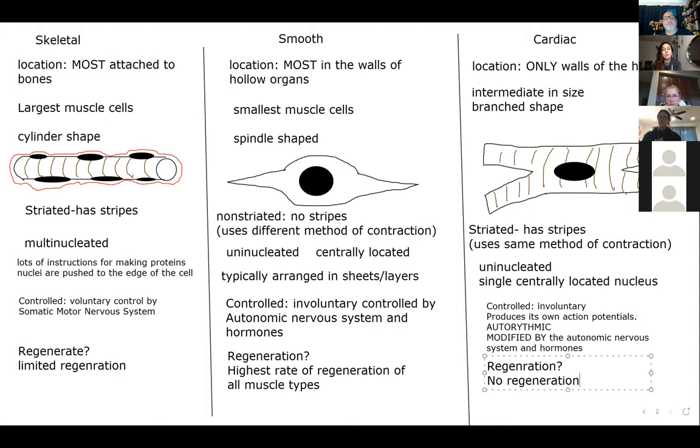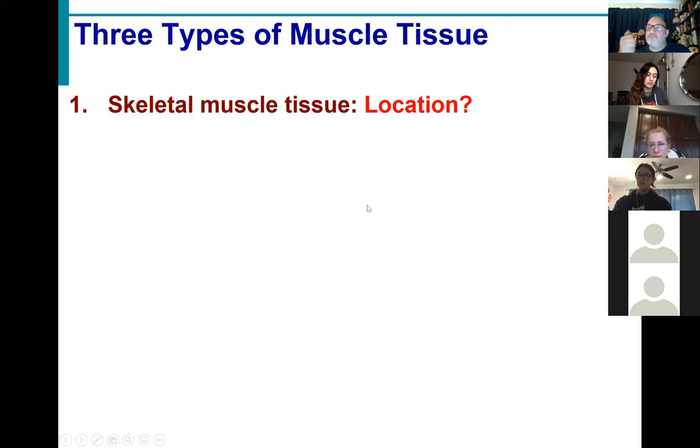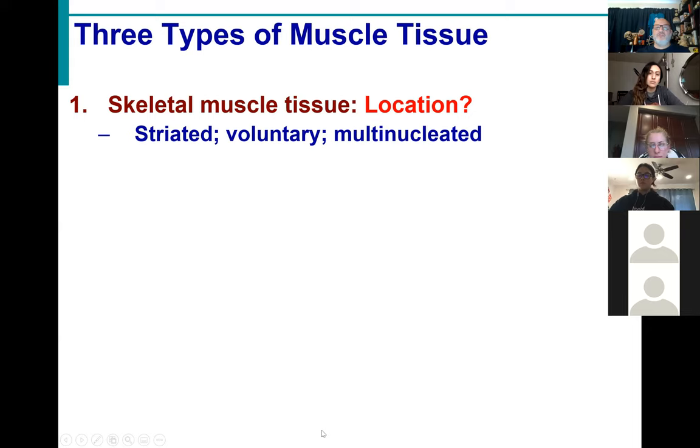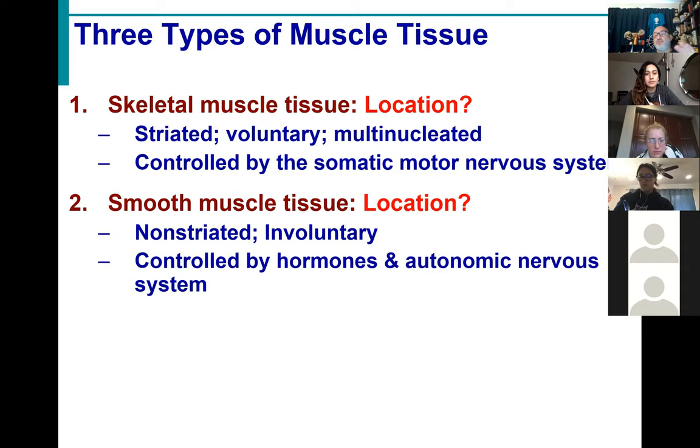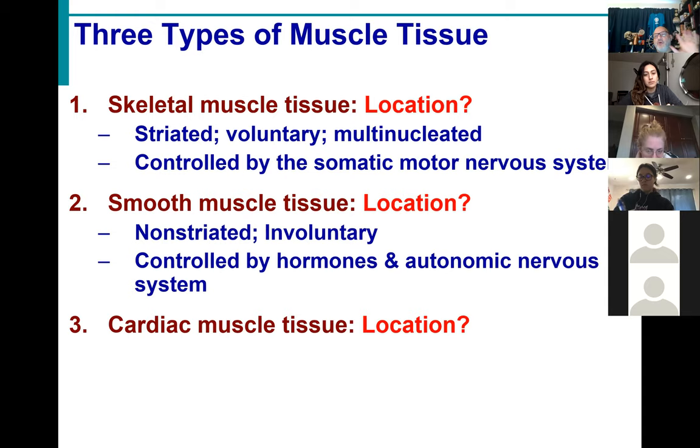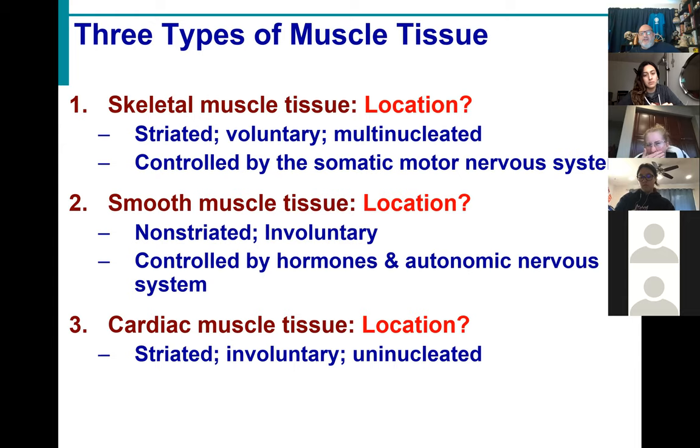All right, excellent. So as we mentioned, skeletal muscle is located mostly connected to bones. It is striated, it is voluntary, it is multinucleated, and controlled by the somatic motor nervous system. Smooth muscle, again, is mostly lining the walls of hollow organs, non-striated, involuntary, and controlled by hormones in the autonomic nervous system. And cardiac muscle is only in the walls of the heart, striated, involuntary, uninucleated.